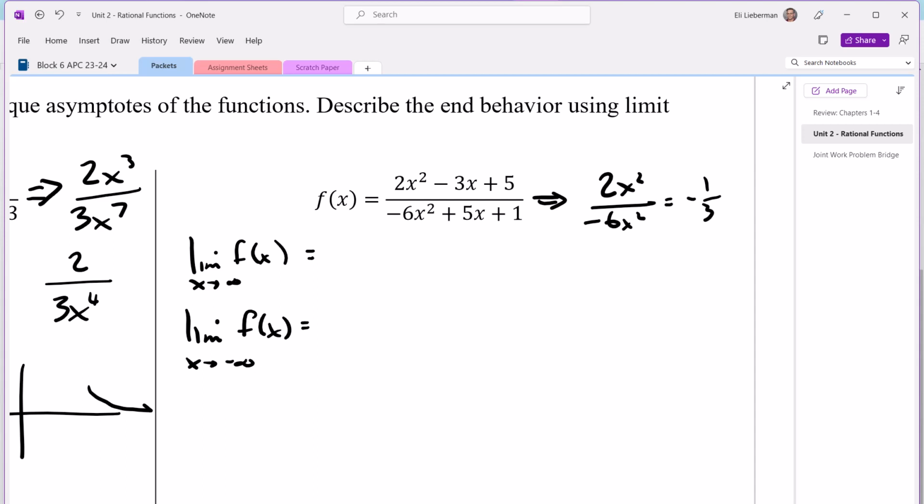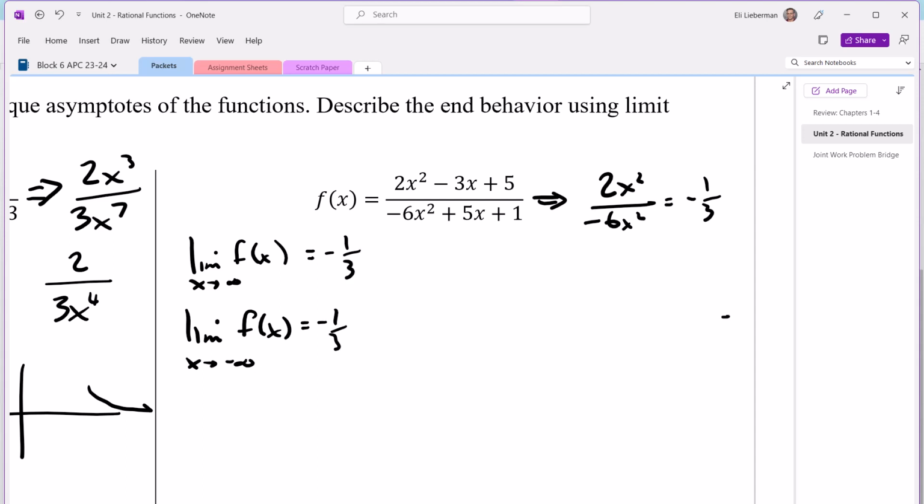So again, when you plug in 1,000 over here, that would be 2 million versus negative 6 million. Negative 1/3. Negative 1/3. 2 billion versus negative 6 billion. Right? They don't completely cancel out, but the quantities cancel out. The coefficients become important. So the limit is, for both of them, negative 1/3.